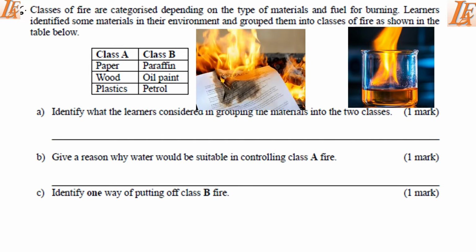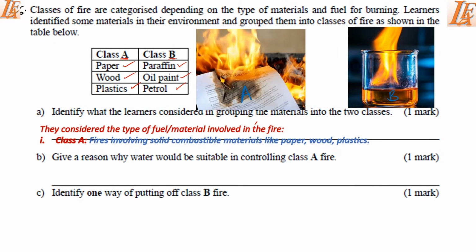So here we have class A, where they identified paper, wood, plastics. Then class B, where they identified paraffin, oil paint, and petrol. As you can see here, for class A, we have a sample of paper burning. Then for class B, we have paraffin or petrol inside a beaker burning. Now, question A, identify what the learner considered in grouping the materials into 2 classes. What the learner considered is the type of fuel or materials involved in the fire.